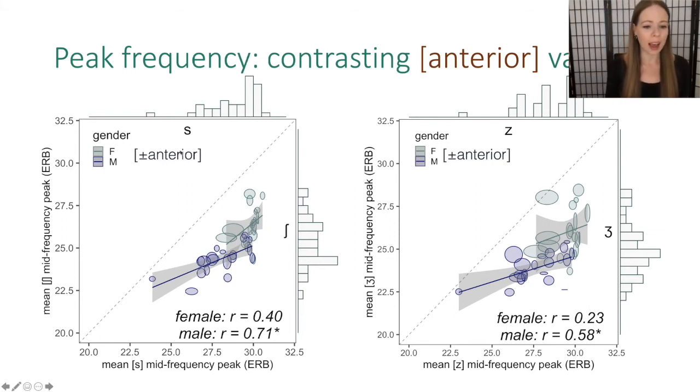So now we have the voiceless sibilants on the left and the voiced sibilants on the right. These sibilants contrast in anteriority, and at least for the female speakers, the correlation drops dramatically and is no longer significant. And for the male speakers, the correlation does drop a bit for z and sh.